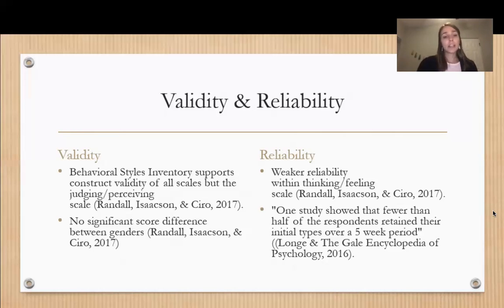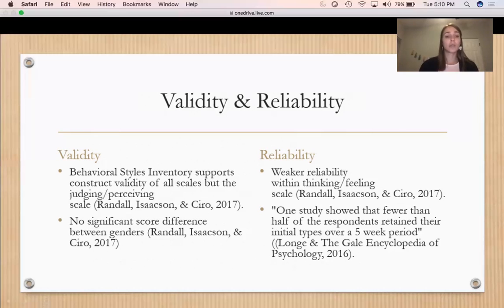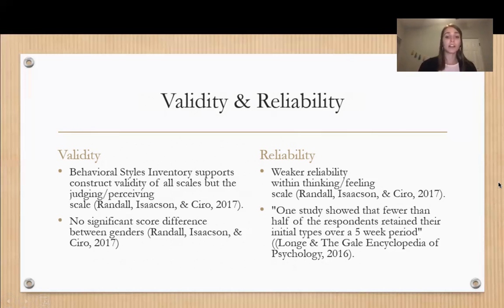For the reliability, weaker reliability within the thinking and feeling scale has been shown. And one study did show that fewer than half of the respondents retained their initial types over a 5-week period. So that was a question for the reliability. They also said that this result almost showed not so much a personality type as a current state. So that was a question for reliability.